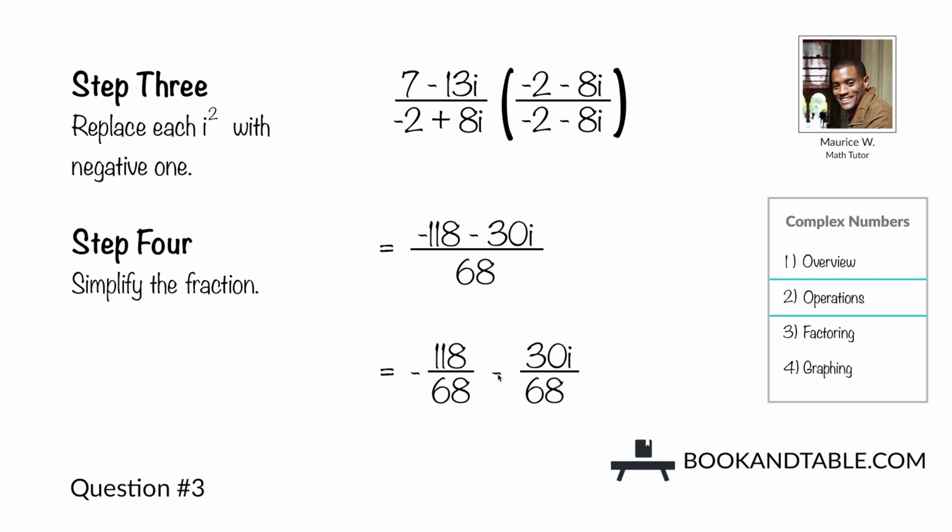minus 30i divided by 68. And these can be simplified further by removing 2 from each term. We have all even numbers. Negative 118 divided by 68 becomes negative 59 over 34 minus 15i over 34.